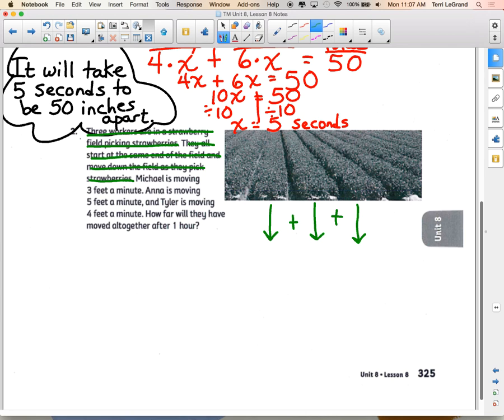Oh, we got to be really careful here. The rates are given in feet per minute. Feet per minute. How far? Okay, so it looks like we better start doing some underlining here. Michael is moving 3 feet a minute. Anna is moving 5 feet a minute. And Tyler is moving 4 feet a minute.